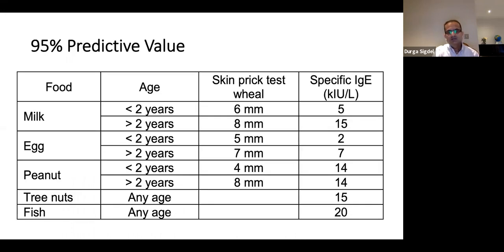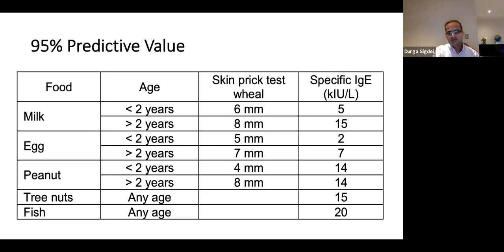This table usually helps us to determine when to put the child in for a food challenge. There are different foods. For example, if I take the typical example of milk in a child more than 2 years old, if the skin prick test wheal diameter is 8 millimeters or specific IgE is 15, this child has a 90% chance of being positive to milk allergy. But look at the numbers.